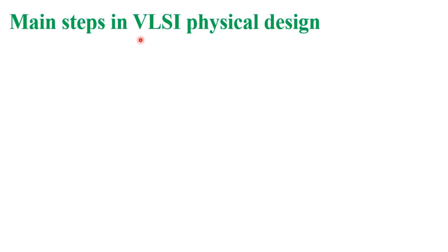Now we are going to discuss the main steps in VLSI Physical Design. Whenever we talk about VLSI Physical Design, assume that we already have the circuit netlist available. Typically it is at transistor level or it may be at gate level. So the physical VLSI design has the following steps.